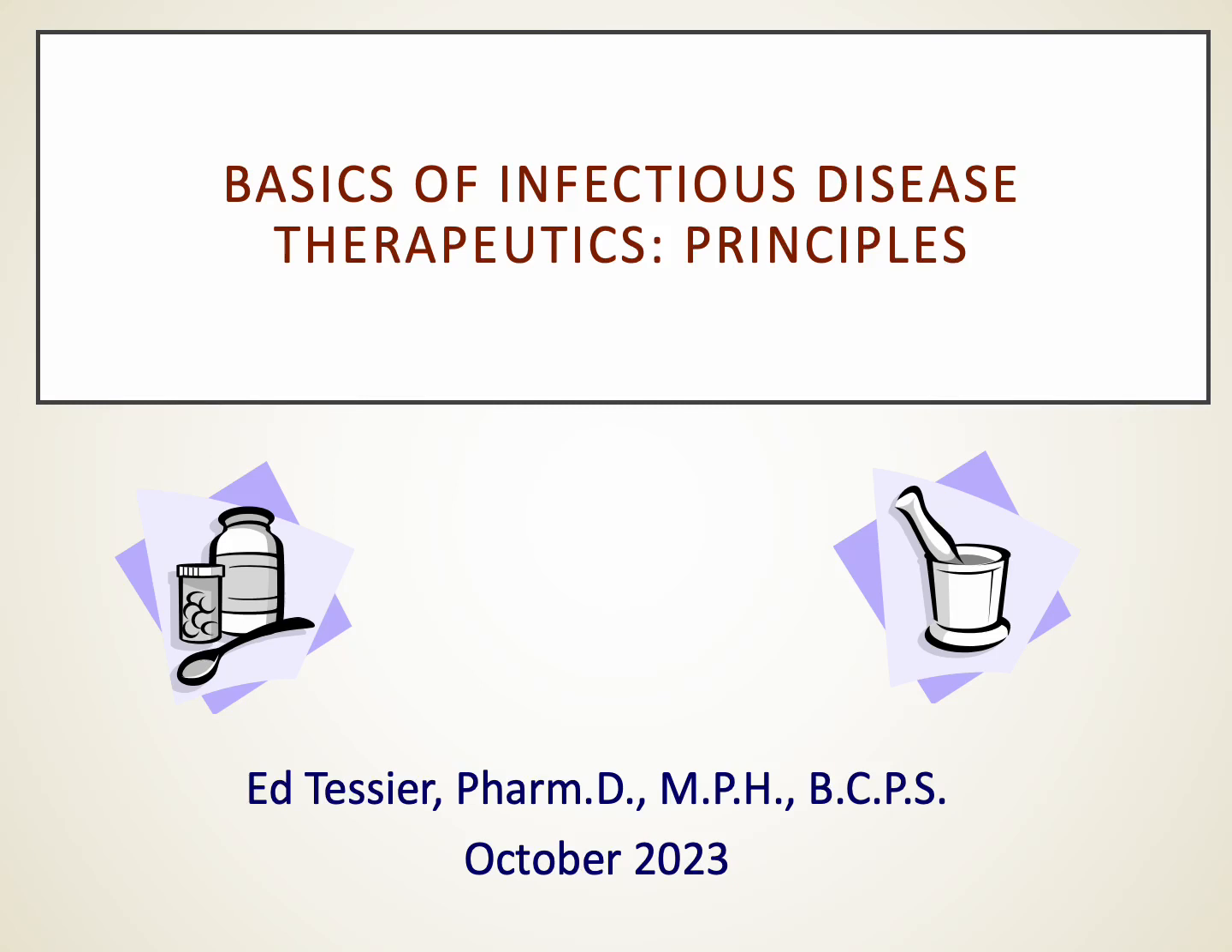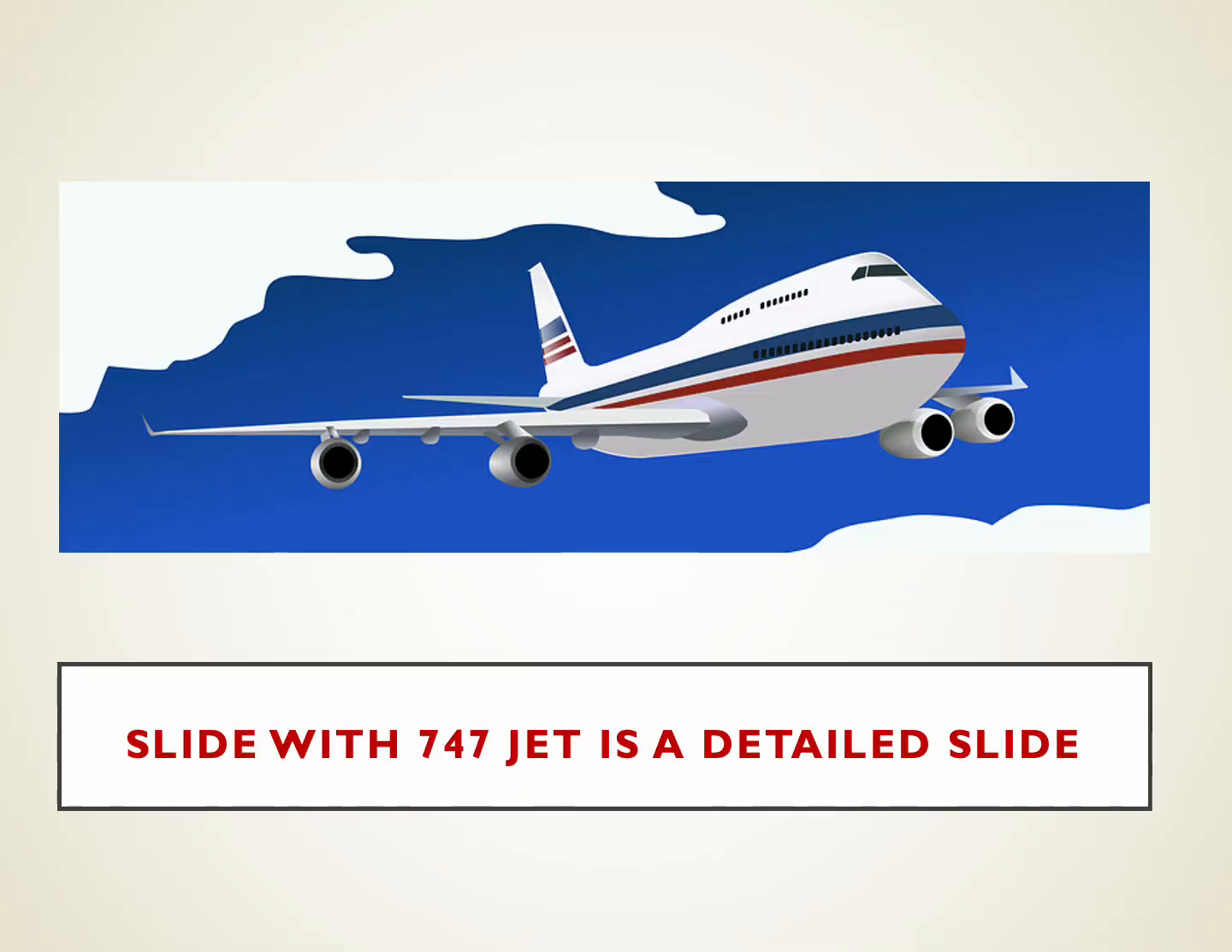Welcome to the first of a number of infectious disease blocks. Here in this first block, we're going to review just the principles of infectious disease management as it relates to pharmacotherapy. And throughout these slides, as we had in some of the earlier slide decks, you'll occasionally see a 747, which is a somewhat detailed slide, and I'd encourage you to focus more on the bigger picture than the detail.